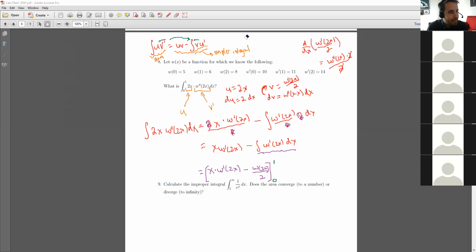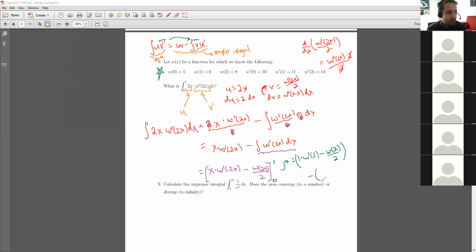And we had all of this information to help us out. Or I should say everything in this line has the potential to help us out. So let's write out what we have accomplished here. When I plug in 1 and I plug in 0, this will become 1 times w prime of 2 times 1, minus w of 2 times 1, divided by 2. That's what happened when I plugged in 1, minus what I get when I plug in 0.